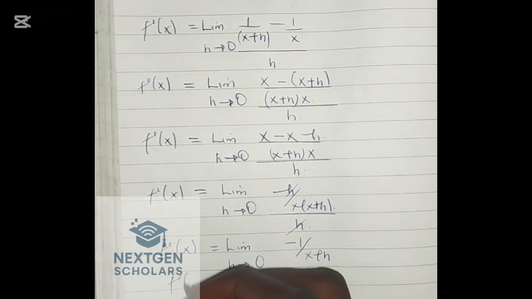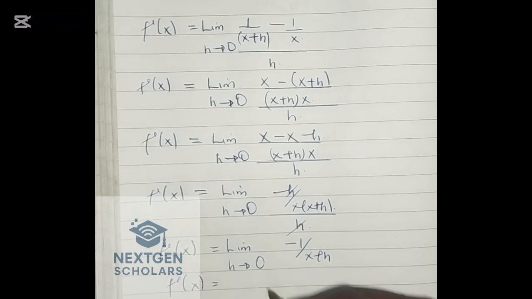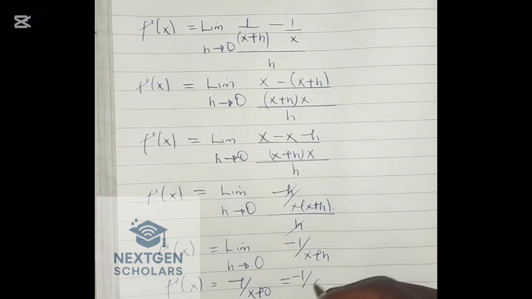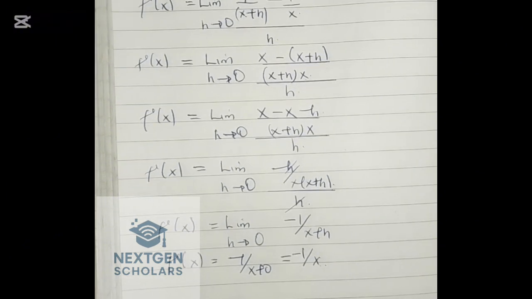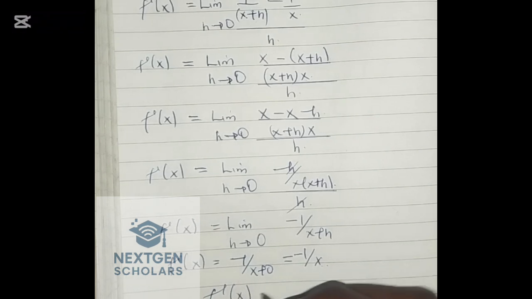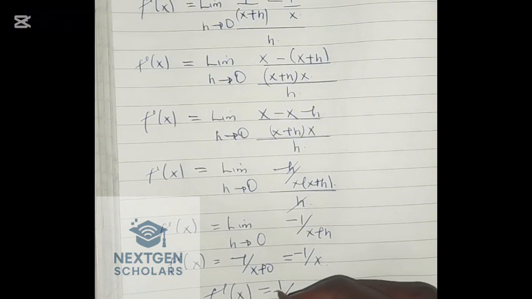So we have f prime of x to become, putting h at 0, negative 1 all over x plus 0, which is equal to negative 1 all over x, which means that the derivative of this function is equal to negative 1 over x.